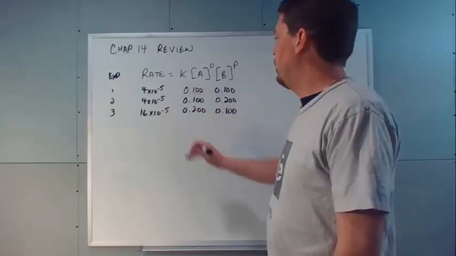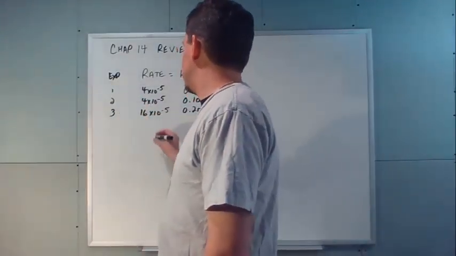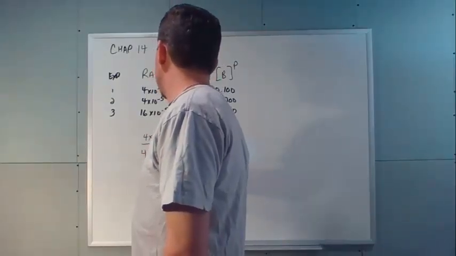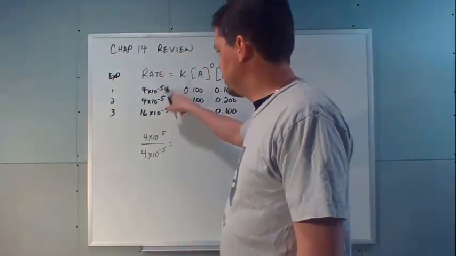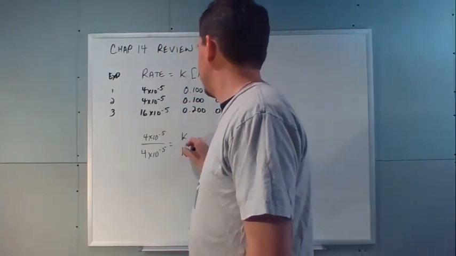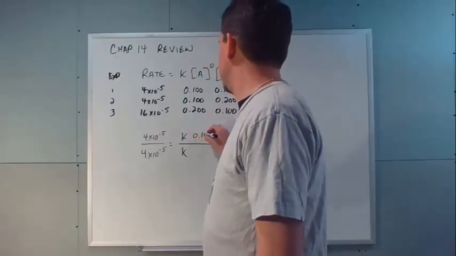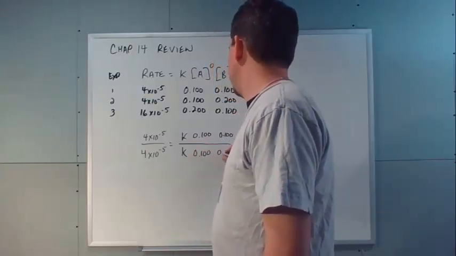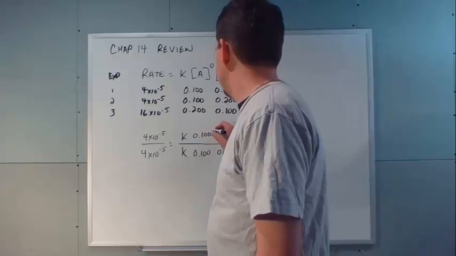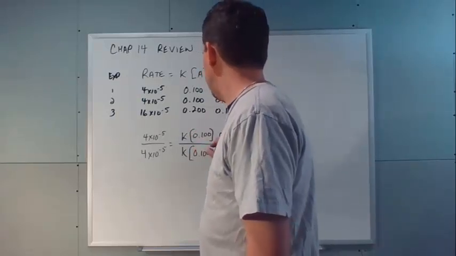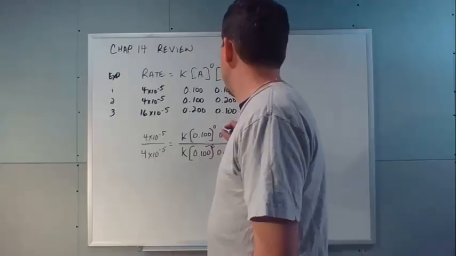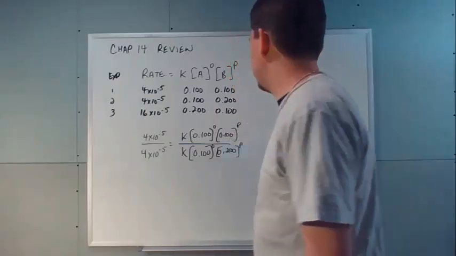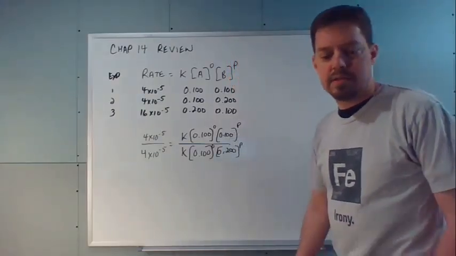So if I divide experiment 1 by experiment 2, I'm going to have 4 times 10 to the minus 5 divided by 4 times 10 to the minus 5, because they were both the same. And on the other side, I have k over k, and I have 0.100 A, 0.100 B over 0.100 A, 0.200 B. And those are raised to the O power, and these are raised to the P power. I guess O is not a good letter to use. Usually they use M and N or something like that.